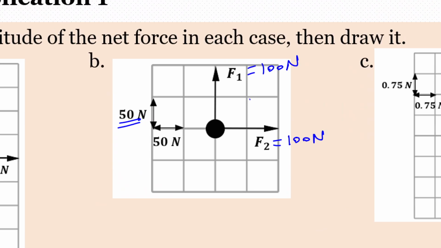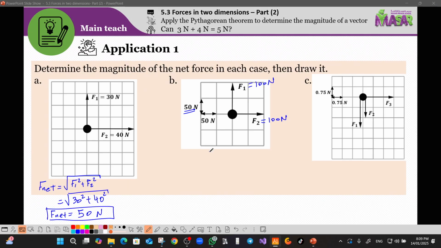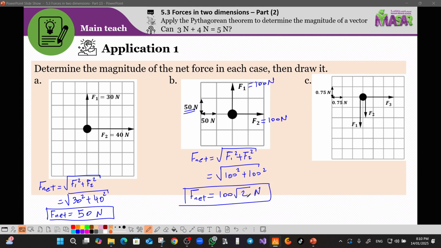Now, since F1 and F2 are at 90 degrees, forming a right triangle, the only way to combine them to produce the F net is by applying the Pythagorean sum, the square root of F1 squared plus F2 squared, which is equal to the square root of 100 squared plus 100 squared, and the answer is 100 radical 2 Newton. For sure, we can express the same result in decimal form.